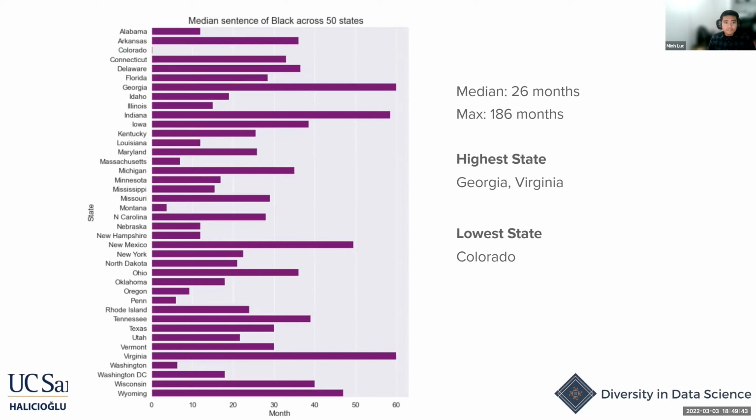And here is the median for Black across 50 states. They have a median of 26 months with a max of 186. The two states that have the highest sentence are Georgia and Virginia, and Colorado is the lowest state.